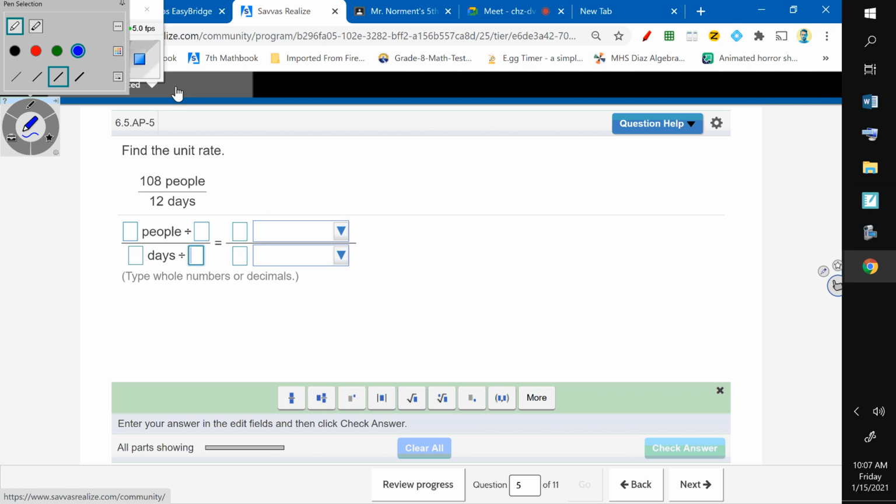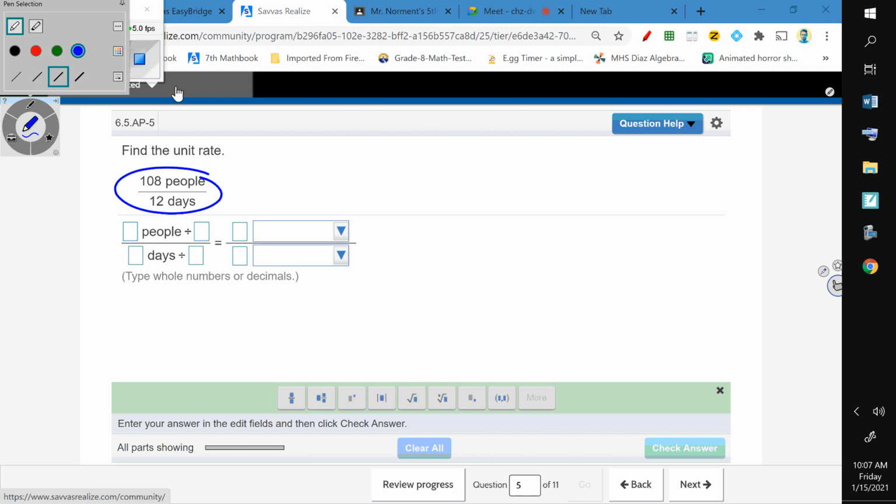All right, so D, what we're going to do is convert this information into this fraction, that's all. So at the top, how many people do you have? Well, you have 108. At the bottom, how many days do you have? Well, you have 12. Now, it says to find the unit rate. So to find a unit rate, this is what we did yesterday.